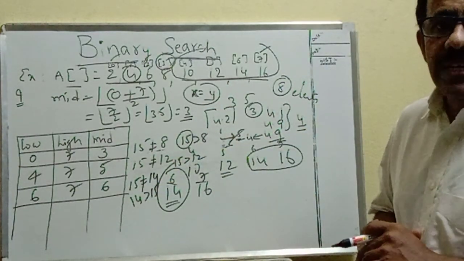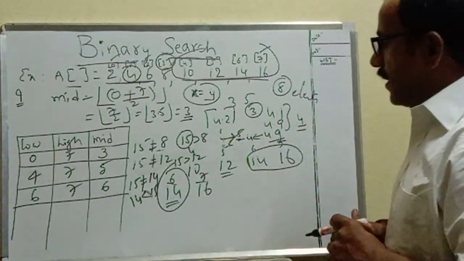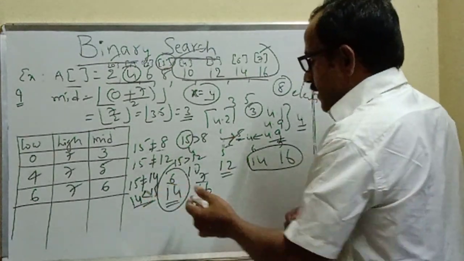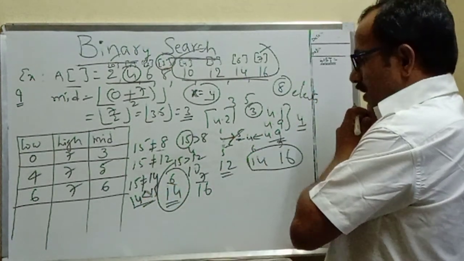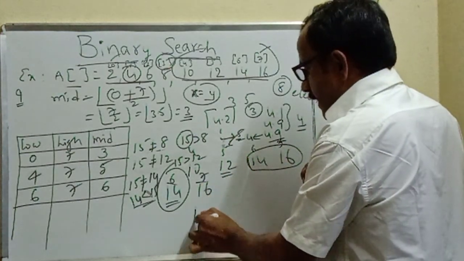14 is less than 15. So the mid location value is less than 15. Then the searching element should be there at the right side part. In the right side portion, only one element is there.